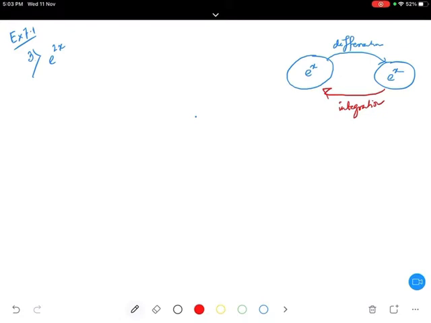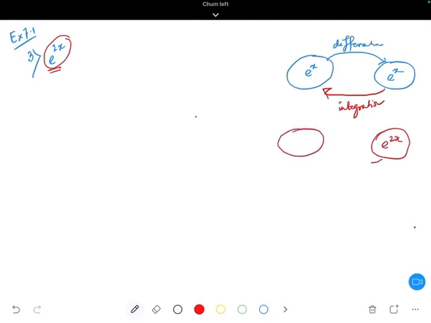Now by using inspection, I will be thinking about whose derivative. If I have to find the antiderivative of e to the power 2x, what do I need to find? Which function should I differentiate to get e to the power 2x? It is the same thing as finding the antiderivative of e to the power 2x.